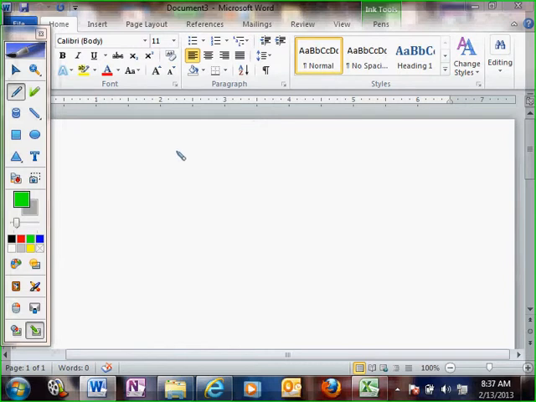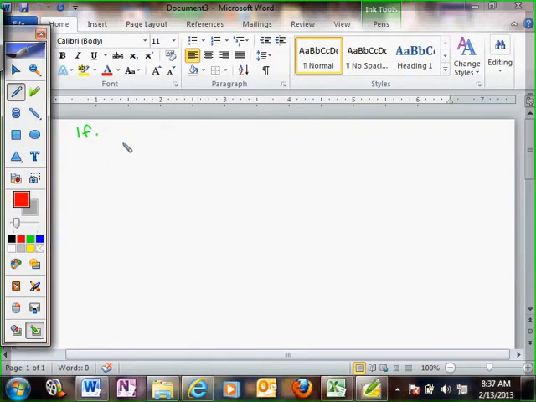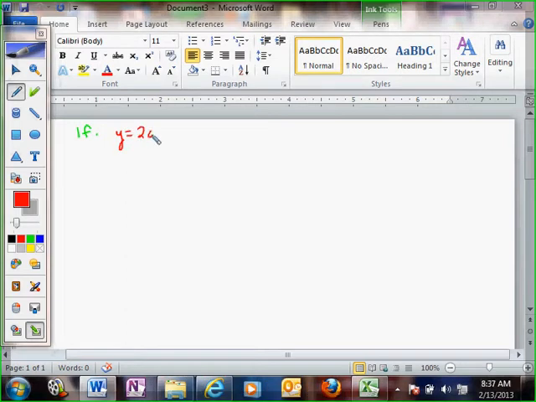Let's take a look at number 7. I'm sorry, F. This is 1F. Okay, so right off the bat, I can tell you that my period is not 2 pi because I have something in front of the x that's not 1. So I have to find my new period.